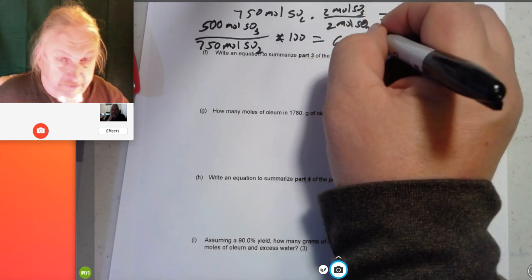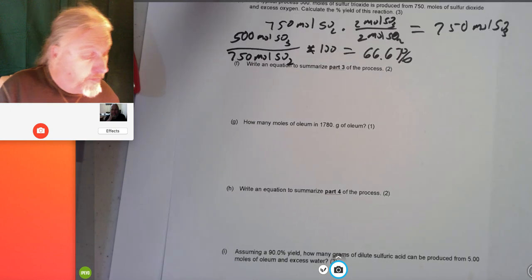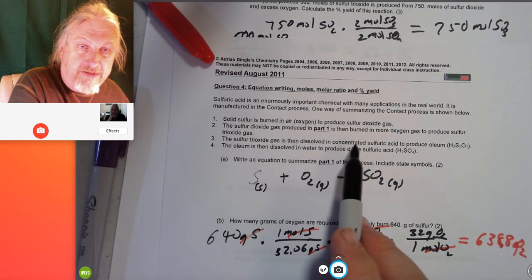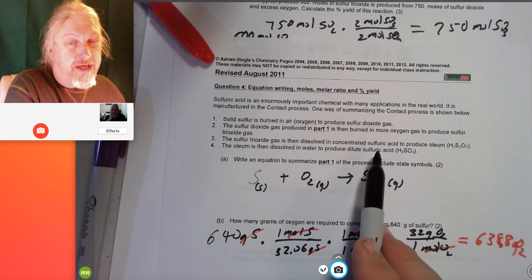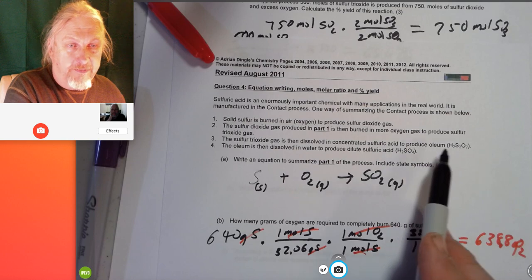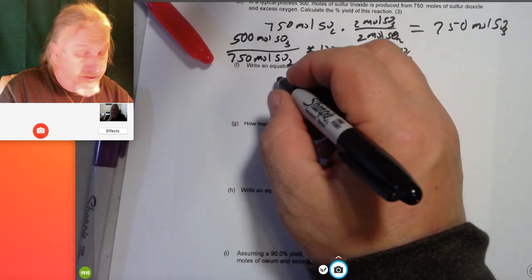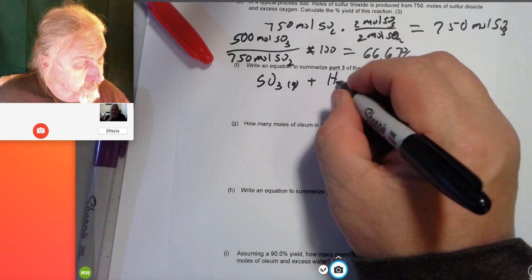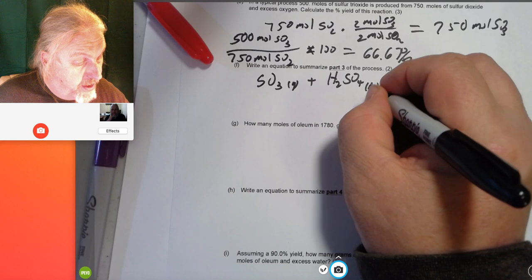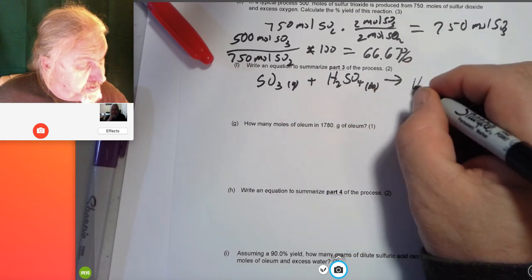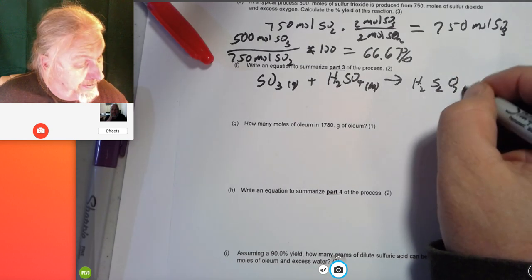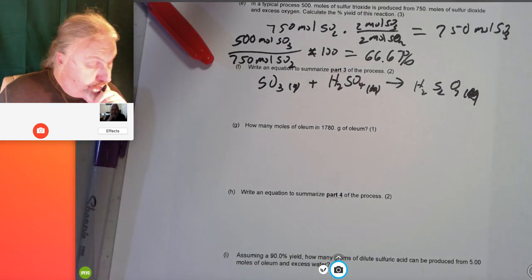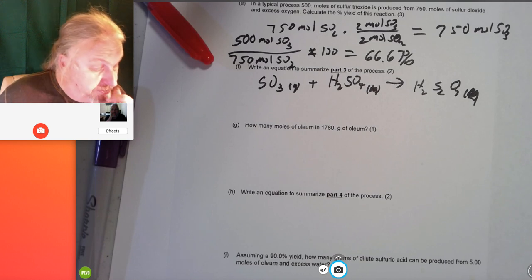So now we've got to write an equation to summarize part three of the process. Let's look back at part three. The sulfur trioxide gas is then dissolved in concentrated sulfuric acid. Need to memorize those acids. H2SO4 is what it is. To produce oleum, H2S2O7. So now we've got to write an equation. SO3 gas plus H2SO4. And it said concentrated, so that means it's in an aqueous environment. And that's going to produce H2S2O7. And I bet that's aqueous. Yeah, so that means it's in water, dissolved. So that's that equation. Let's see if it's balanced. Two sulfurs, seven oxygens. It's balanced.